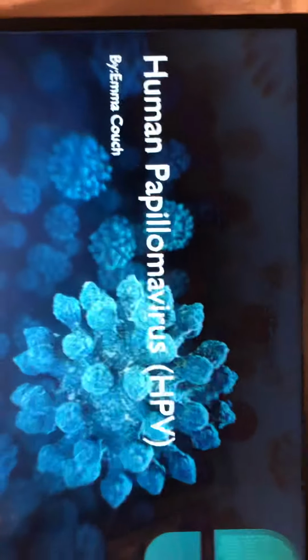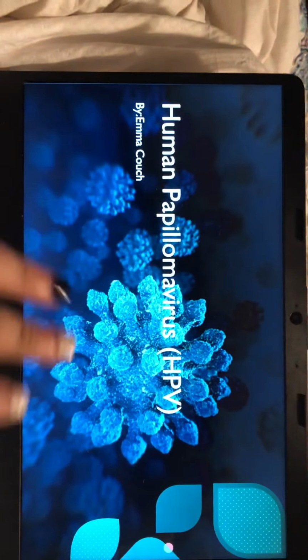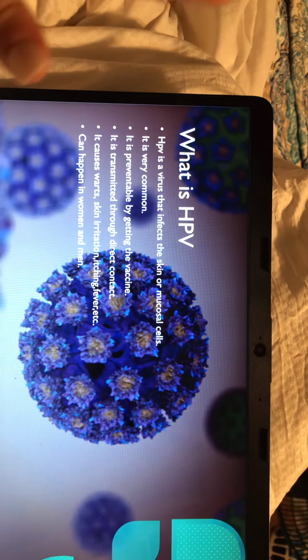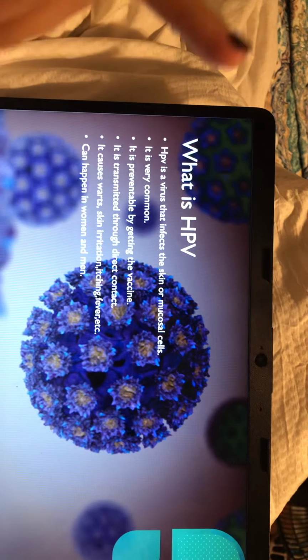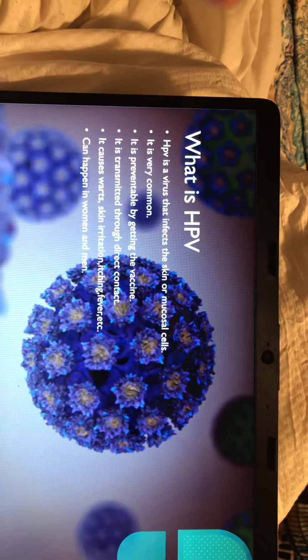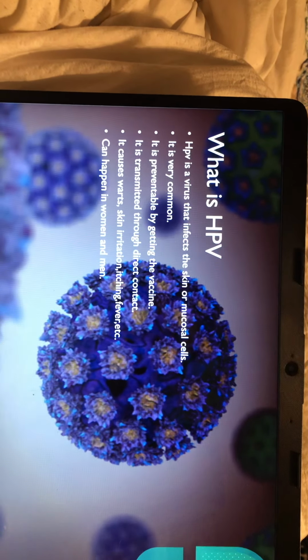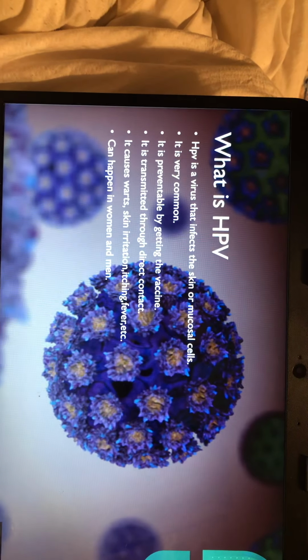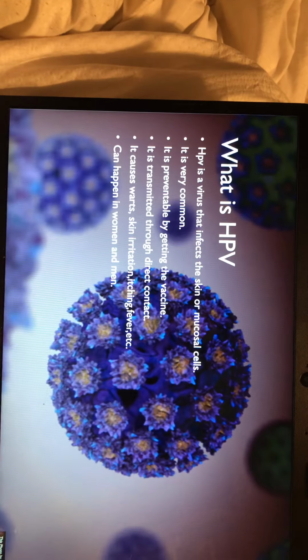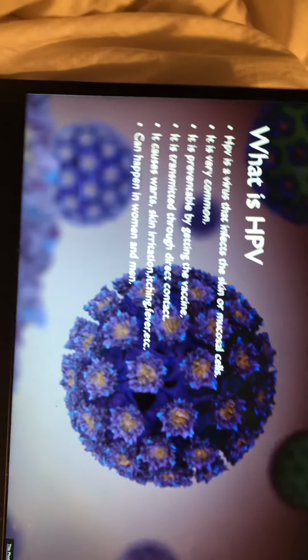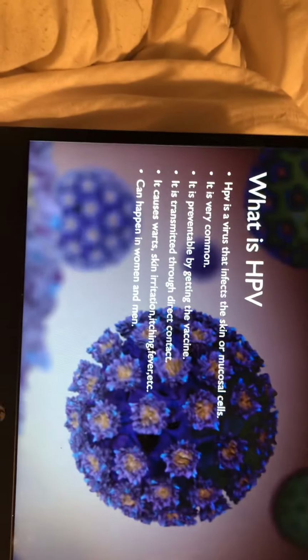Okay, so here is my first slide. It's just the front. Moving on to this next one, it just says what is HPV, and then it goes into detail about what it is, that it's a virus that infects the skin and mucosal cells. It's very common. It's preventable by getting the vaccine, and it's transmitted through direct contact. It causes warts on the skin, gives you skin irritation, itching, fever, etc. And it can happen to women and men.